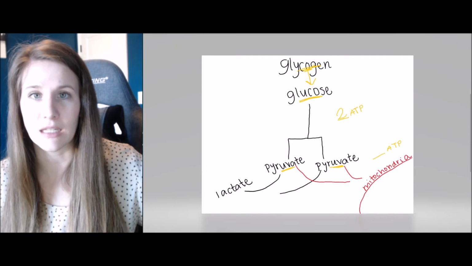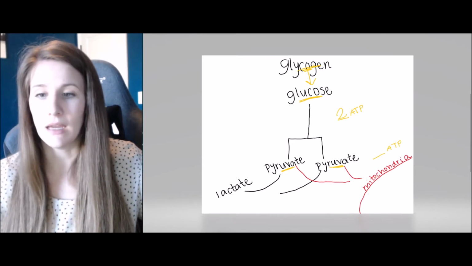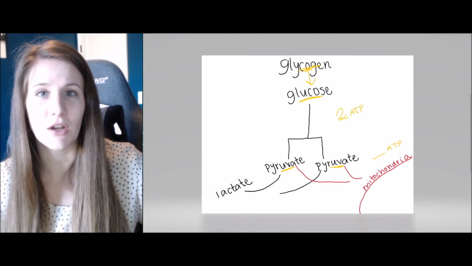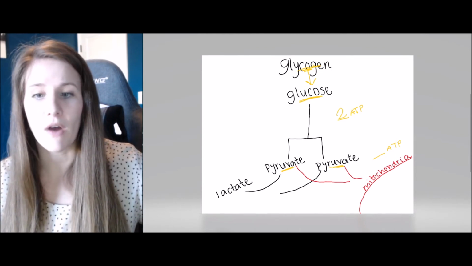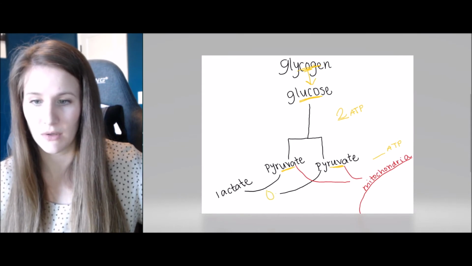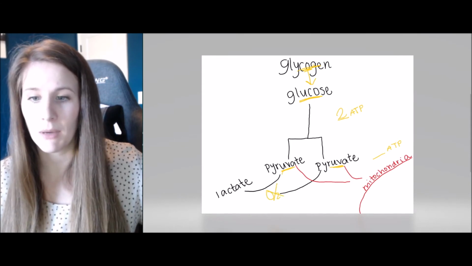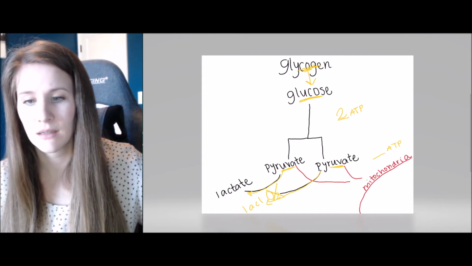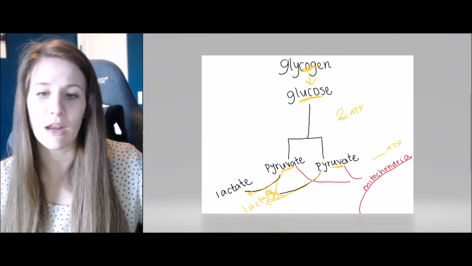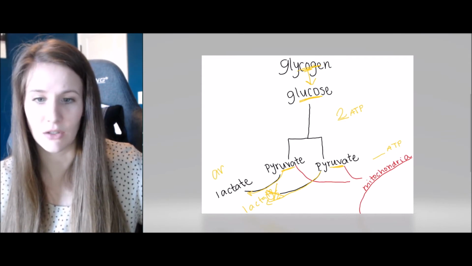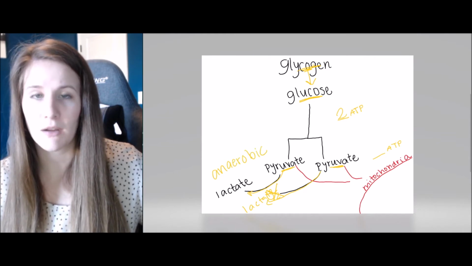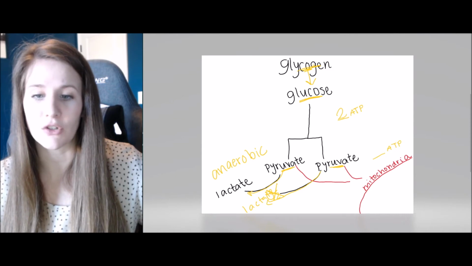As a result, we are going to create a net of 2 ATP. Now with pyruvate, it kind of has two fates, and it depends on the presence of oxygen. So if oxygen is not present, so O2 is not present, these pyruvates will then be converted into lactate. This is going to be an anaerobic glycolysis. Ana is without, aerobic is oxygen. So anaerobic pyruvate will be converted into lactate.